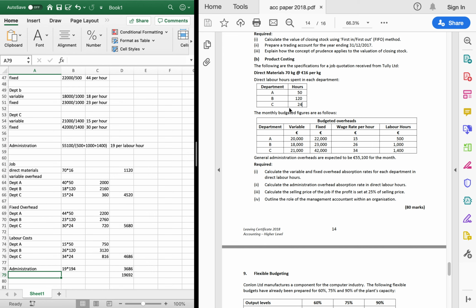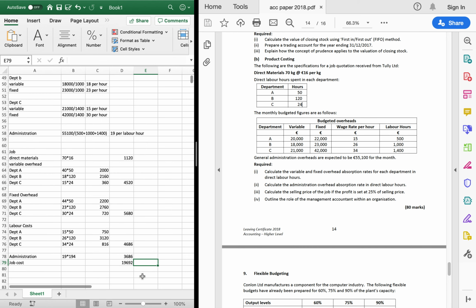So that is your job cost. That's what it's costing us to do the job. It tells us the selling price is if the profit is set at 25%. So the profit of the selling price has to be 25%. So if the profit is 25%, the selling price is 100%, which makes this 25%, which means the cost of the job is 75%. So 75 equals 19,692.